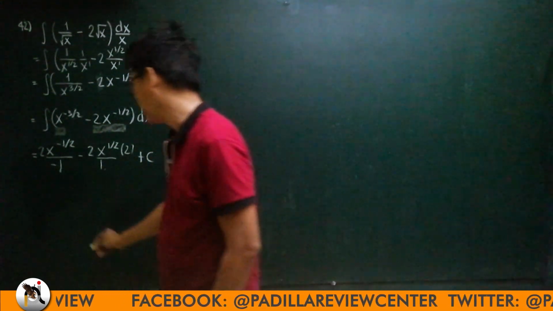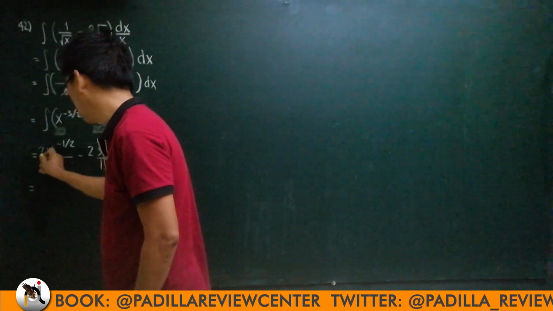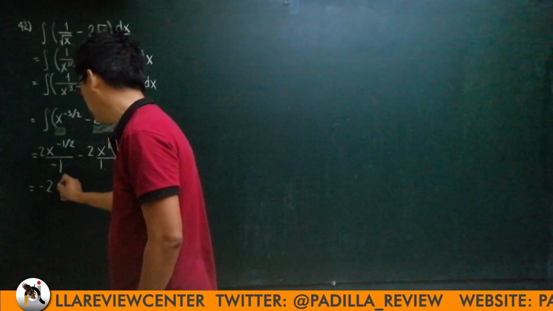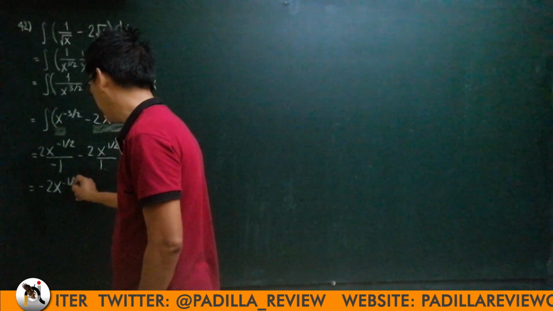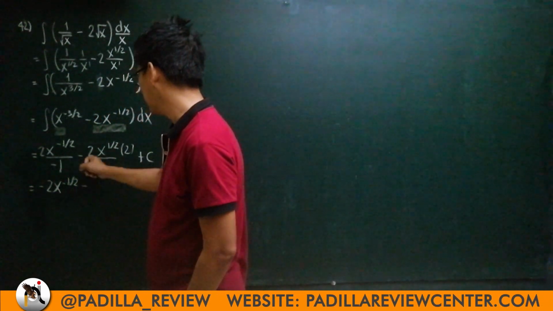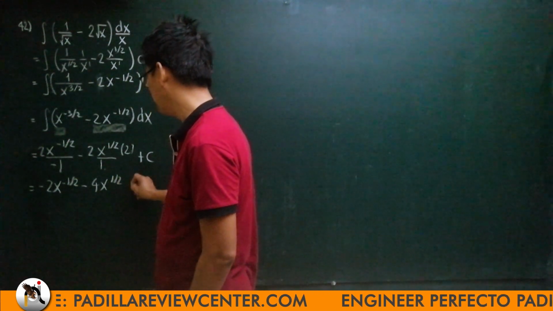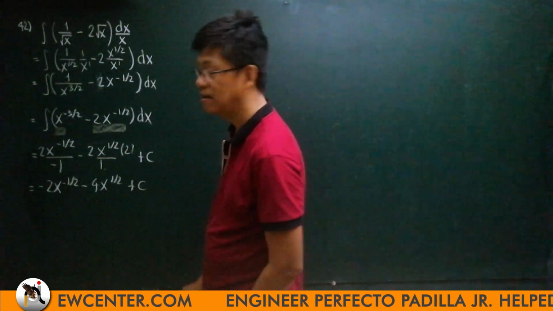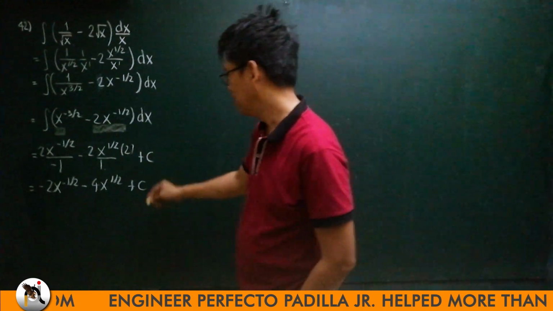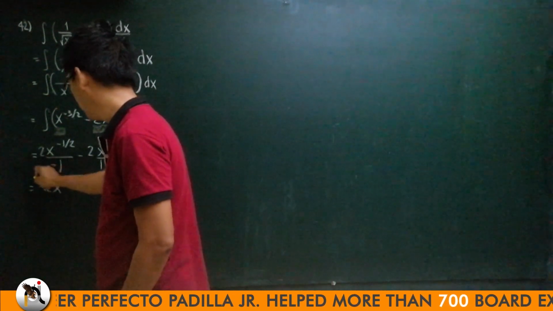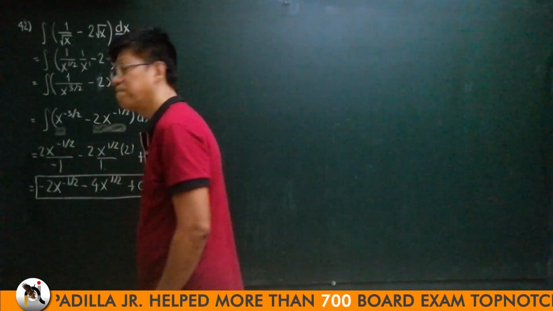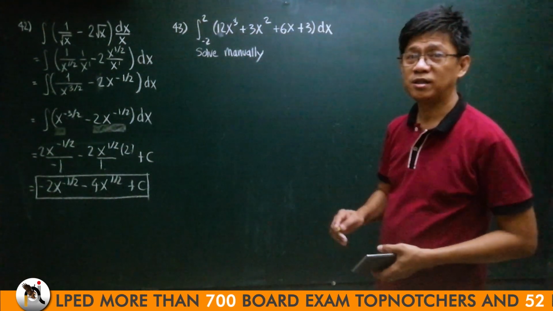We now simplify. So this is going to be 2 over negative 1, negative 2, x to the minus 1/2 minus 4 x to the 1/2 plus c. You get it? Okay. So this is going to be your answer. Okay? You follow? What about this one?